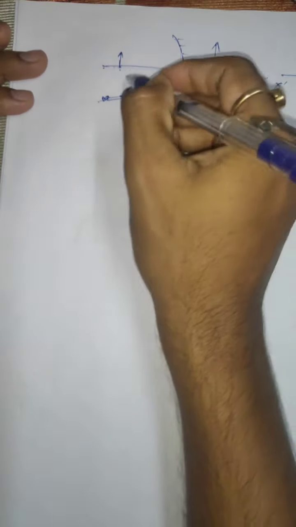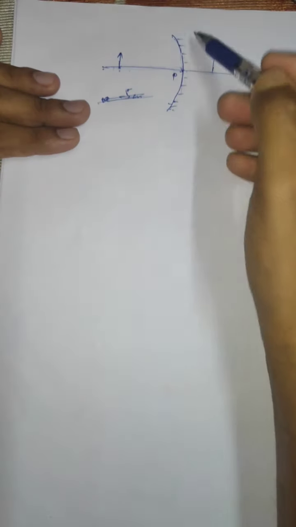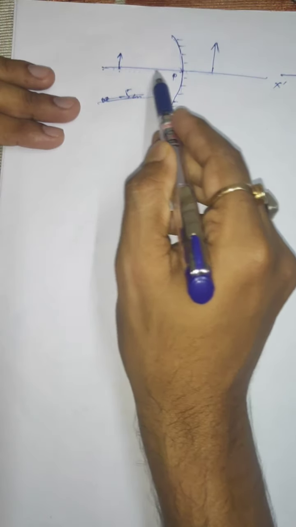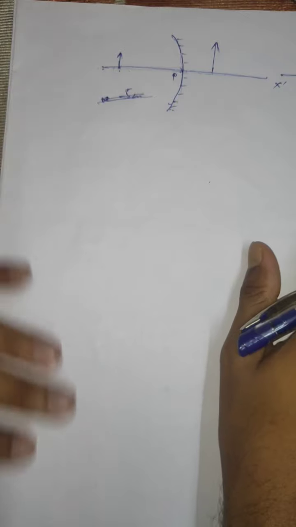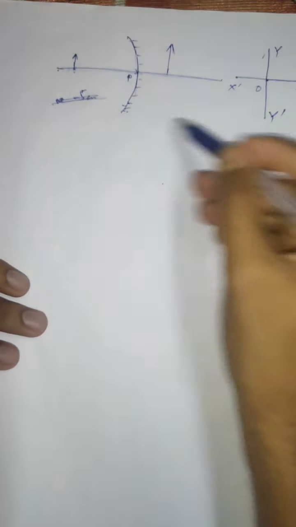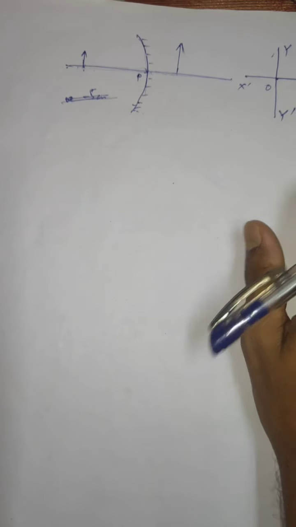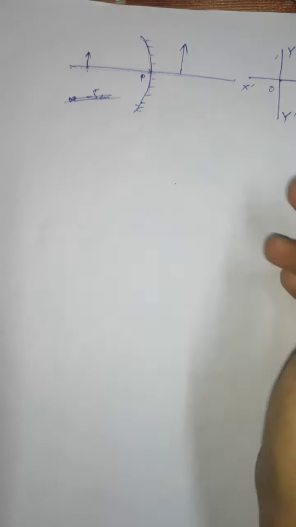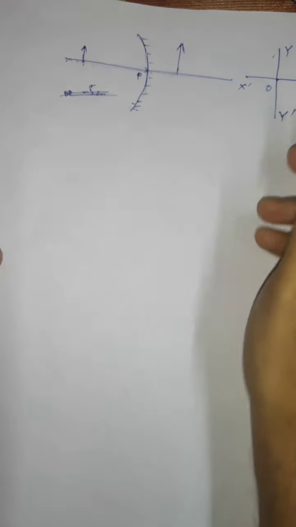Anyway, here I have drawn. Sign convention is very easy, just try to understand. Here I have drawn a concave mirror. A concave mirror is placed and this is the principal axis. This is the system to determine the sign convention. Sign convention is nothing but what would be the sign of the image distance, object distance, focal length, etc. And that sign will indicate the direction only.